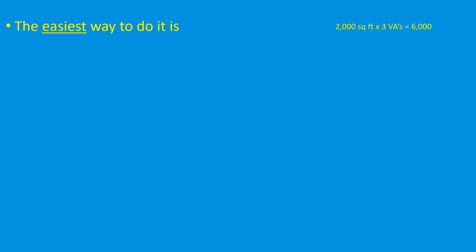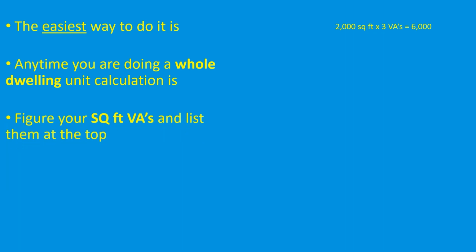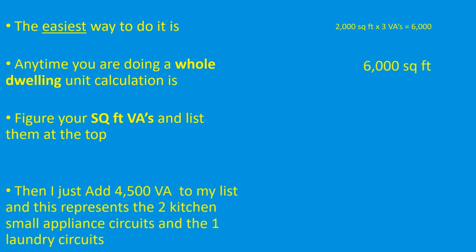The easiest way to do it anytime you're doing a whole dwelling unit load calculation is to first figure your square foot VAs and list them at the top over here on the side of a piece of scrap paper. Then we're just going to add 4,500 VAs to the list. And that's going to represent your 2 kitchen small appliance circuits and your 1 laundry circuit. And it's going to look like this. So every time you figure those out, you just go ahead and tack it on.